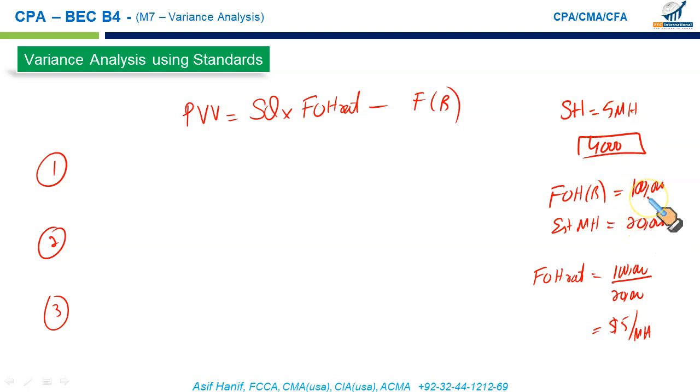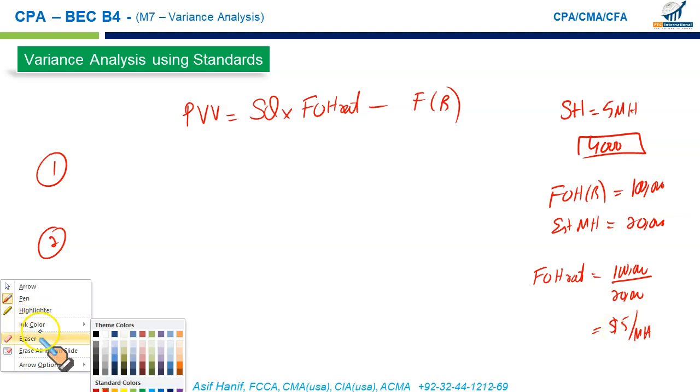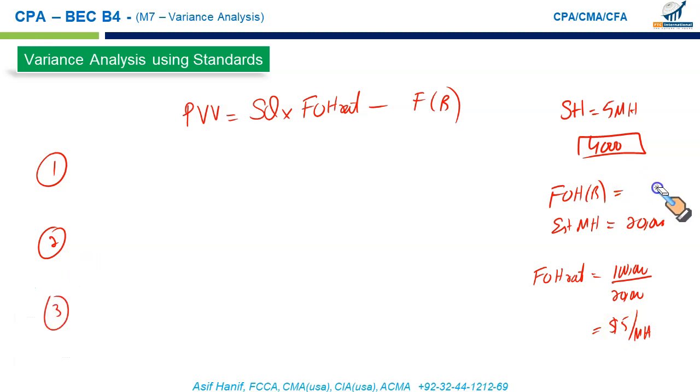If $100,000 is the fixed overhead budget, our fixed overhead rate comes out to be $5 per machine hour. Interestingly, the rate and the standard hours are the same, but they are not always the same. It's just a coincidence. So let us change this coincidence and take some numbers that don't confuse you. I'm going to take some different numbers so that there is no confusion.